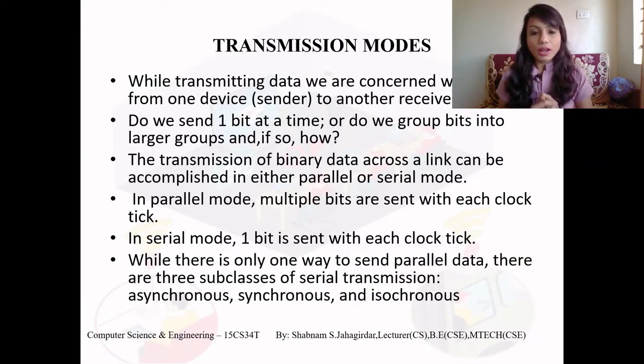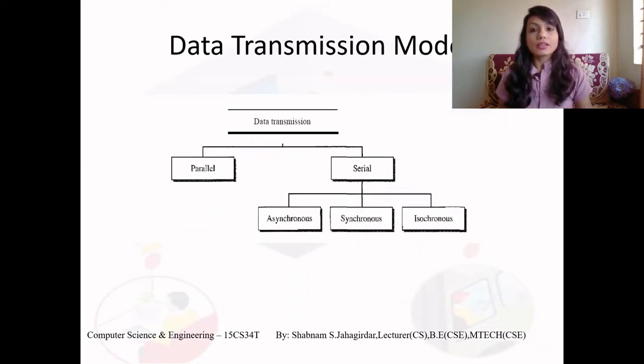While there is only one way to send parallel data, there are three ways to send serial transmission. That is, serial transmission is again divided into asynchronous, synchronous, and isochronous transmission. Let's see one diagram, it will be more clear. Data transmission modes are basically divided into two types. One is parallel, where you send a group of bits simultaneously, whereas in serial, one bit at a time is sent. Serial transmission mode is divided into three parts: asynchronous, synchronous and isochronous.